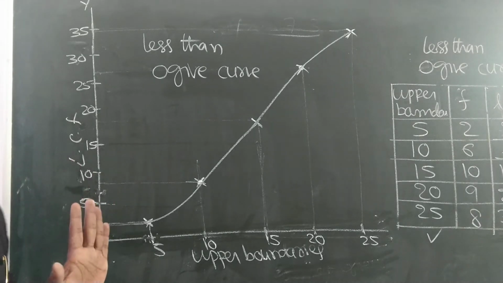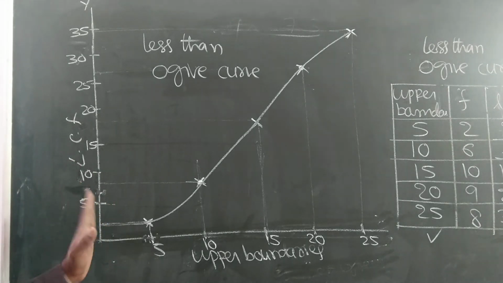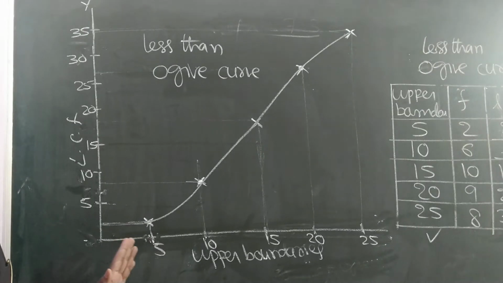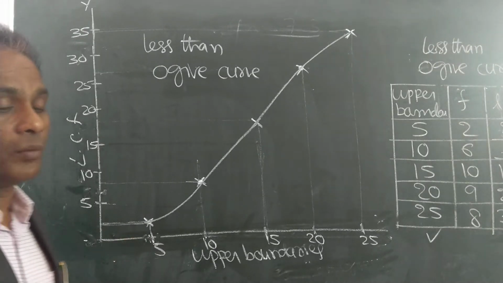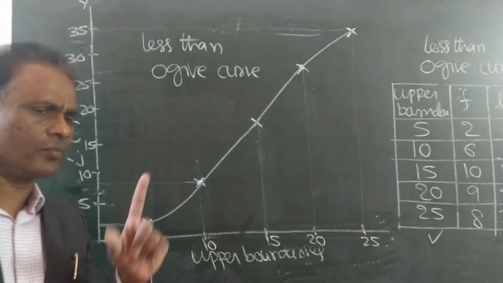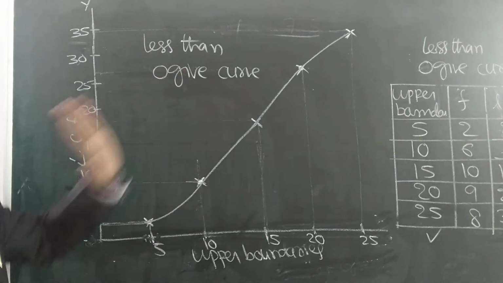We have only one problem. You practice it, because we don't have examples or exercise problems for practice. Only one problem is given for this less than type ogive curve.